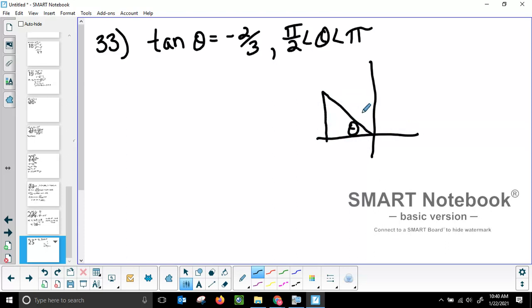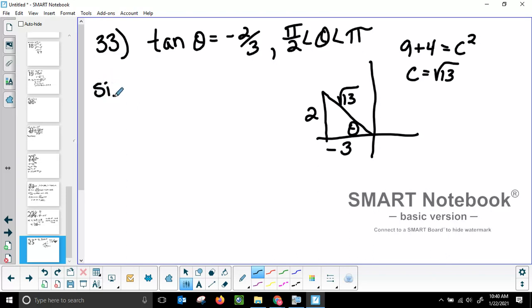So this is my theta. Tangent is opposite over adjacent. Okay, now one of these has to be negative. Don't just assume that the 2 is negative. It's not, because this is going up from the origin, right? This is going to the left, so this is my negative. I need to find my missing side here, so a squared plus b squared is equal to c squared. So c is equal to the square root of 13. Remember, the hypotenuse is never negative, right?